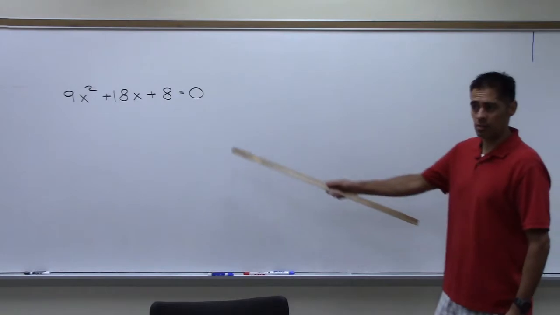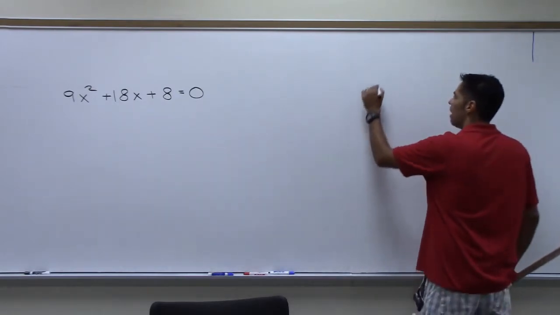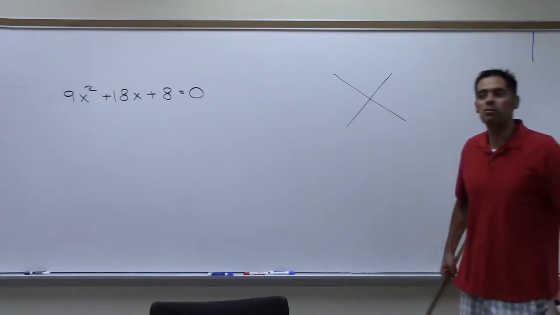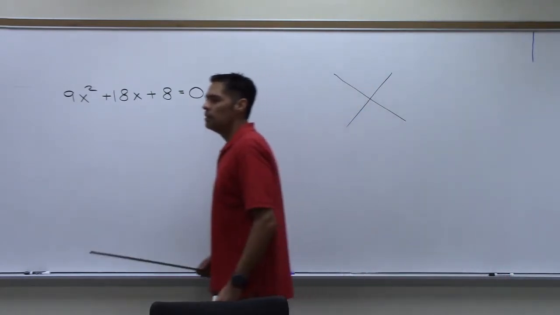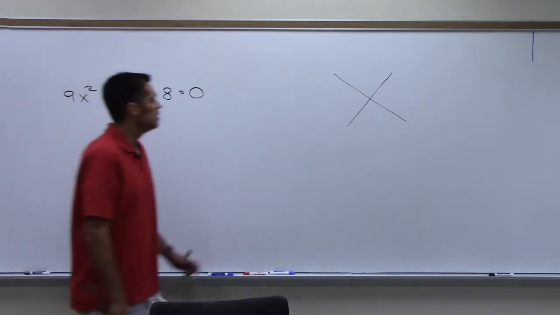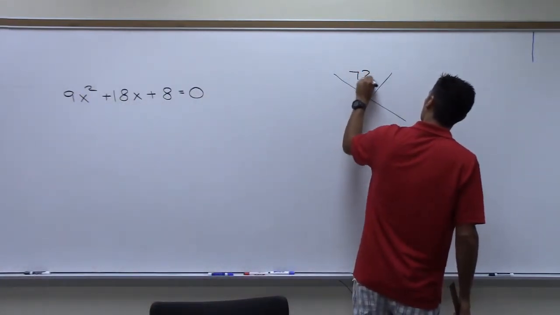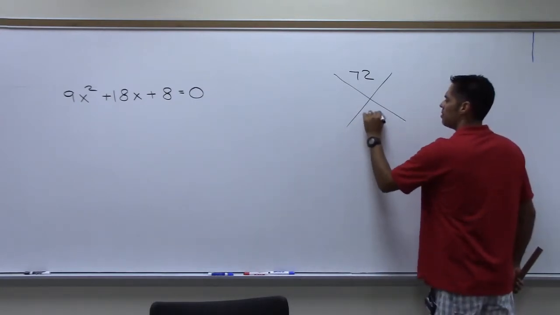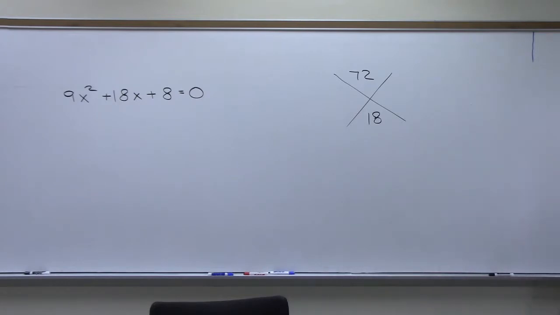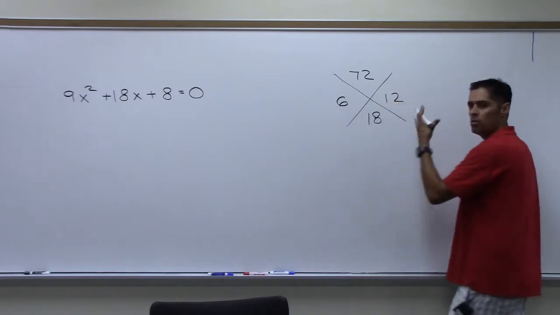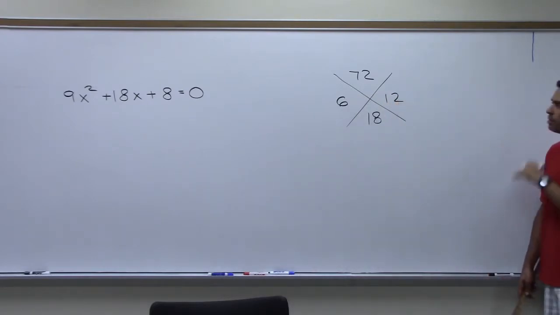AC method, right? Because there's 3 terms. The way that I've done it in class is I'm going to multiply 9 times 8, which is 72. And then the number here, 18. You have to come up with 2 numbers that multiply to be 72 and add up to be 18. 6 and 12. That part might take you a little while. You just do that work on the side, but you get those 2 numbers.